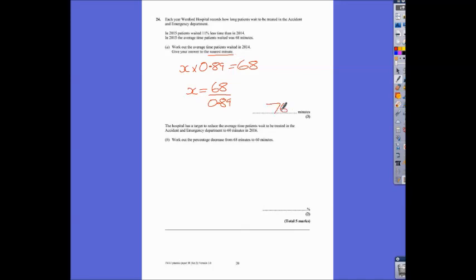The hospital has a target to reduce the average time patients wait to be treated in the accident and emergency department to 60 minutes in 2016. Work out the percentage decrease from 68 to 60. Well, a percentage decrease is the difference. So the difference is 8 compared to the original, which was 68. And then we multiply that by 100. So 8 divided by 68 times 100 is an 11.76% decrease. So we'll round that to 11.8%.